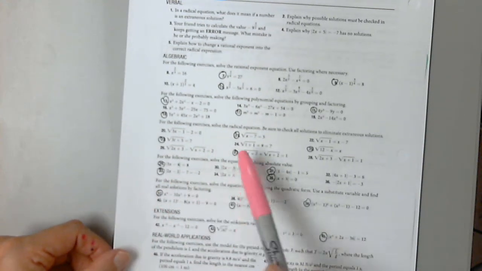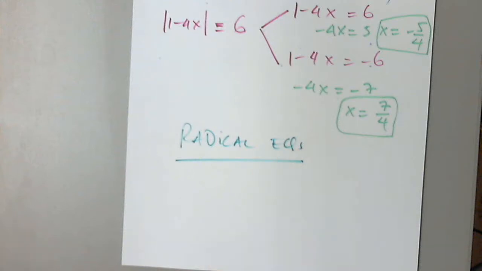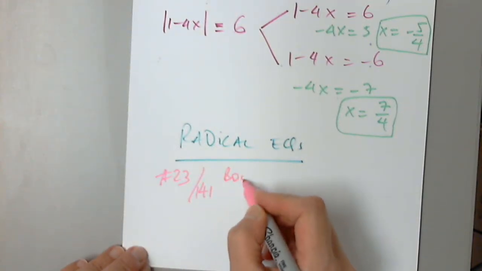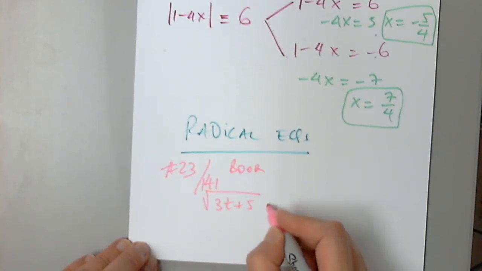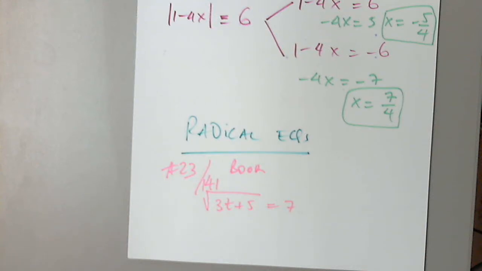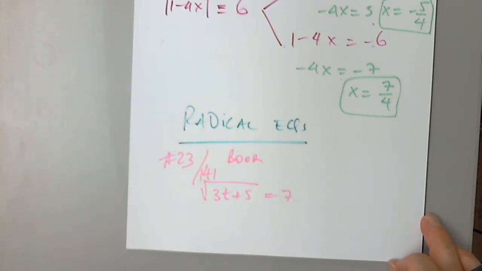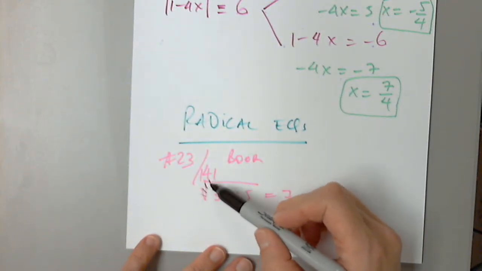So let's start with an easy one. Let's say 23, page 141 from the book. And that's the square root of 3t plus 5 equals 7. We want to apply a procedure that removes this radical.